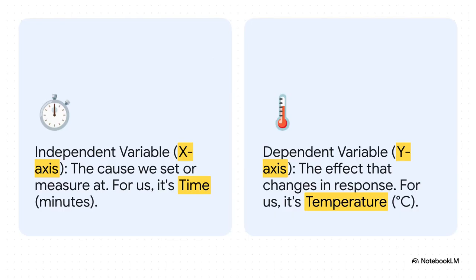So to build our graph, we need 2 axes. Think of it this way. The horizontal one, the x-axis, is for our independent variable. That's the thing we control, which in this case is time. The vertical y-axis is for our dependent variable. That's the thing we measure, the temperature. It makes sense, right? The temperature depends on how much time has gone by.